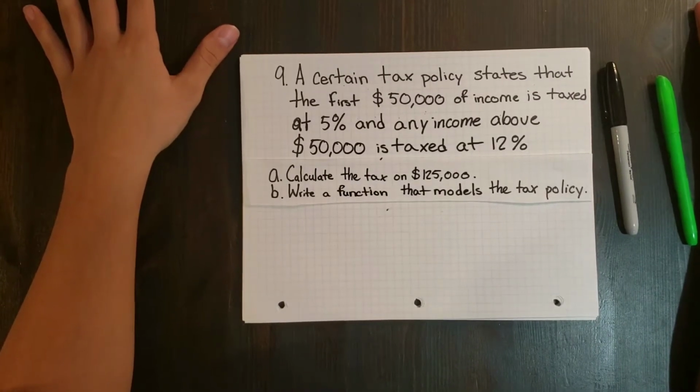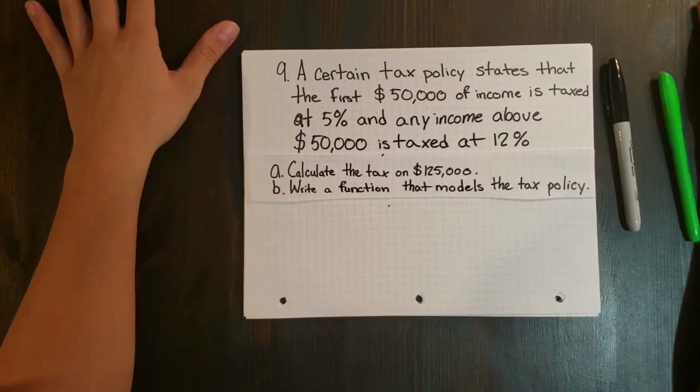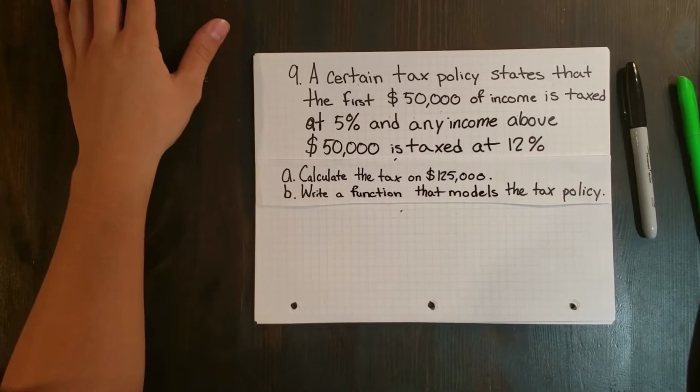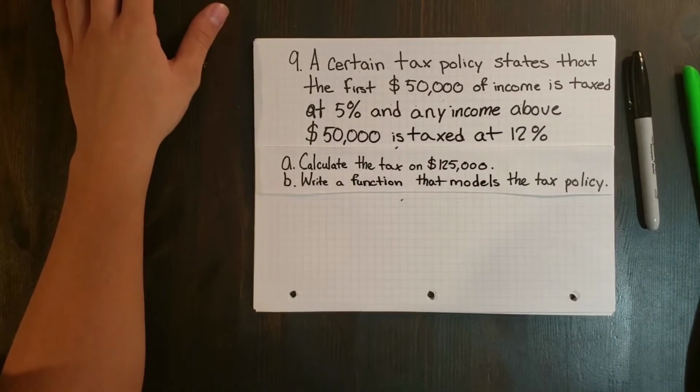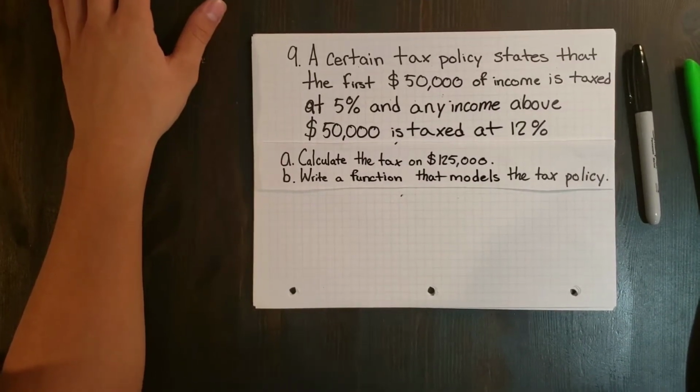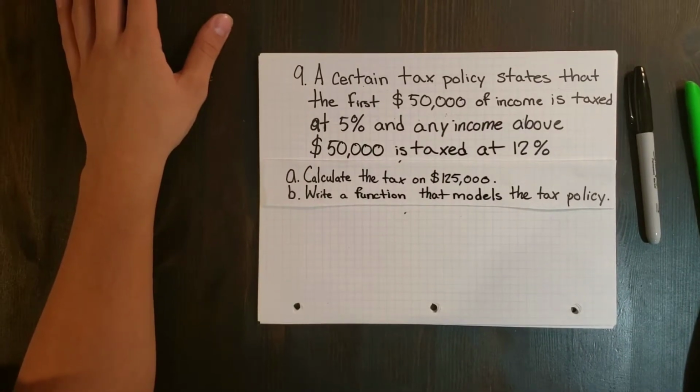Chapter 1, page 62, Question 9. Let's get going. A certain tax policy states that the first $50,000 of income is taxed at 5%, and any income above $50,000 is taxed at 12%.